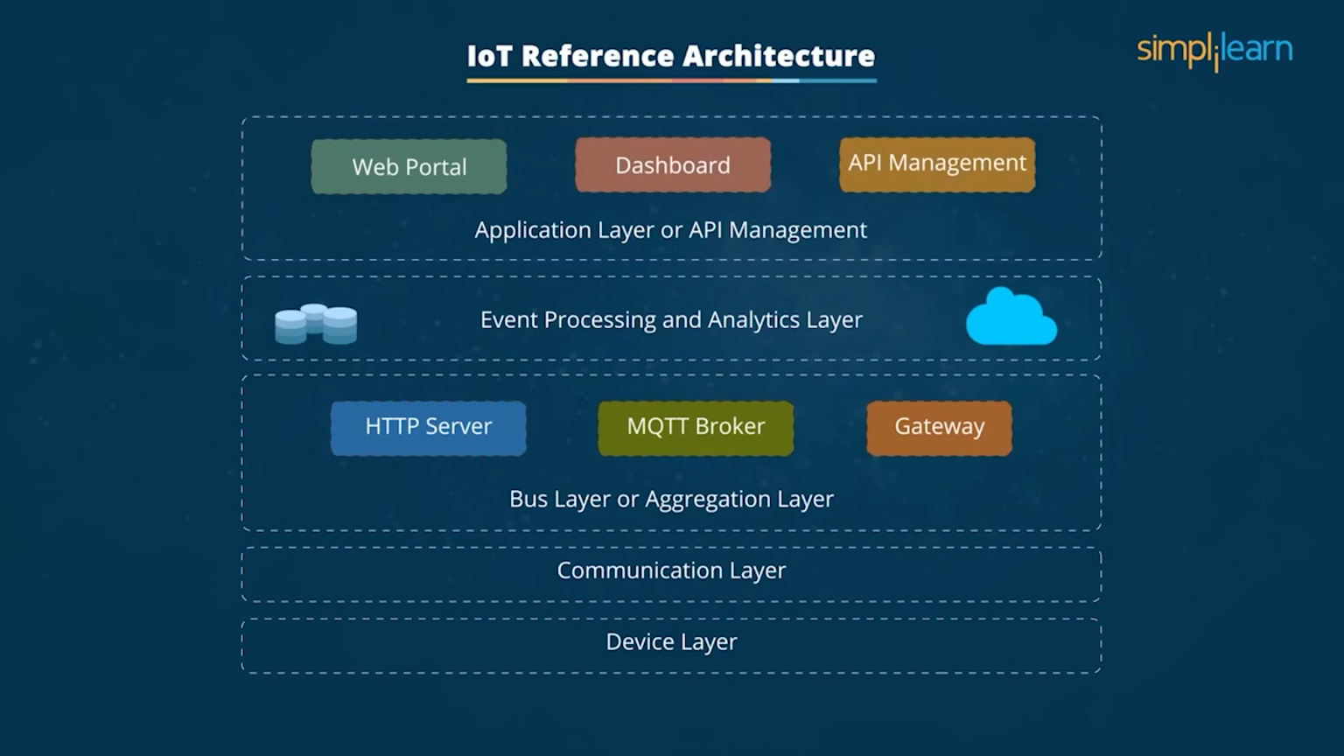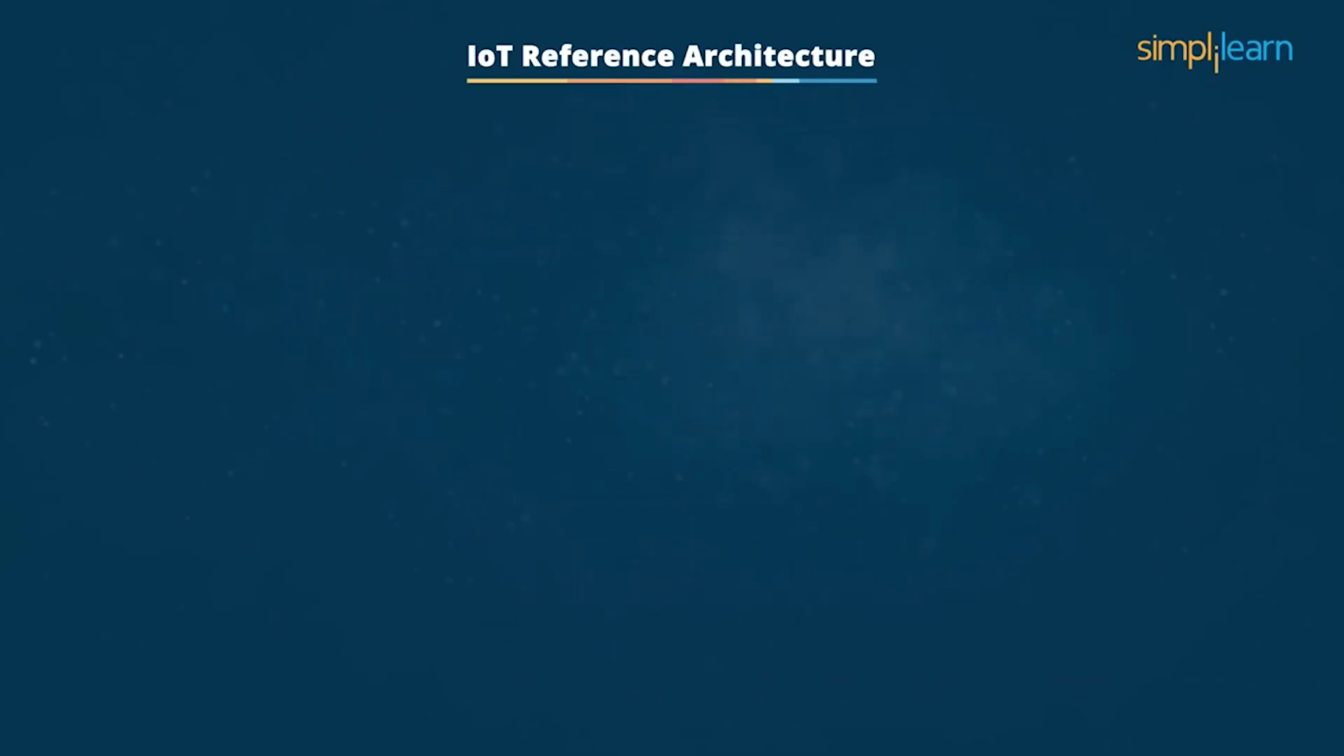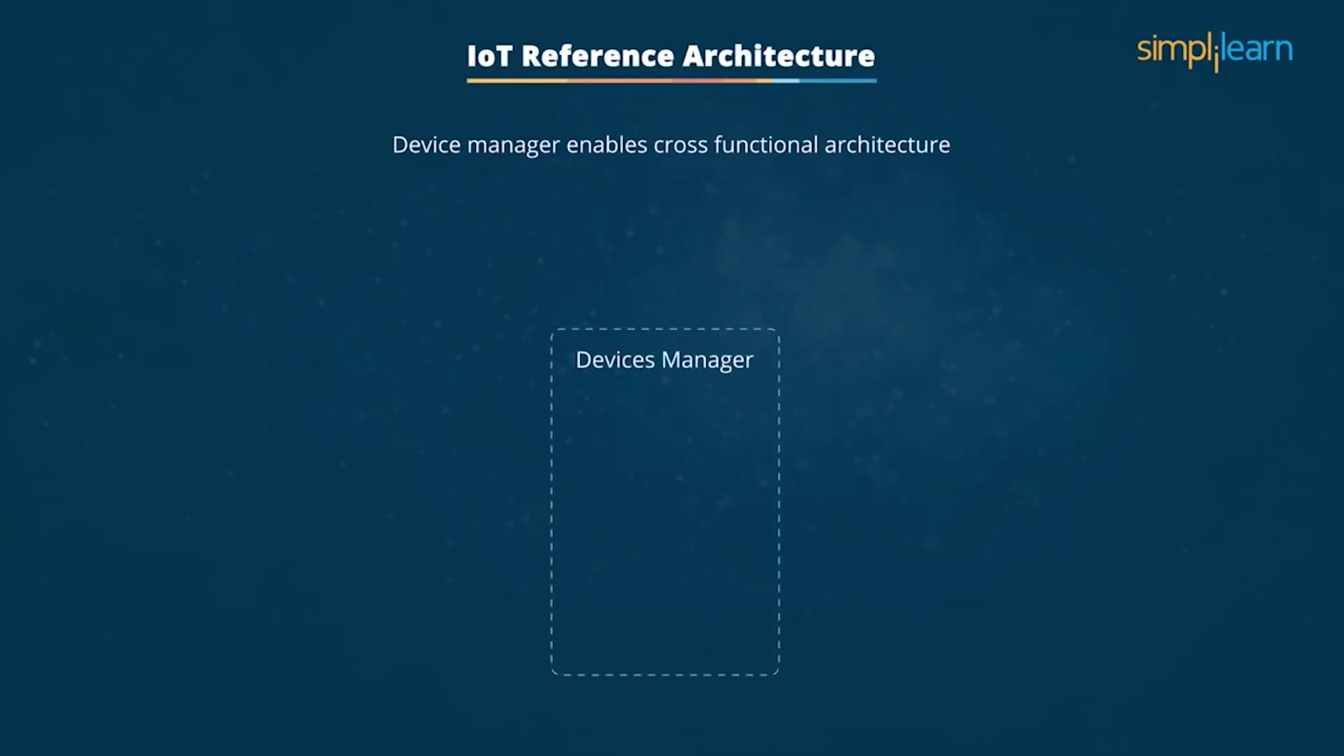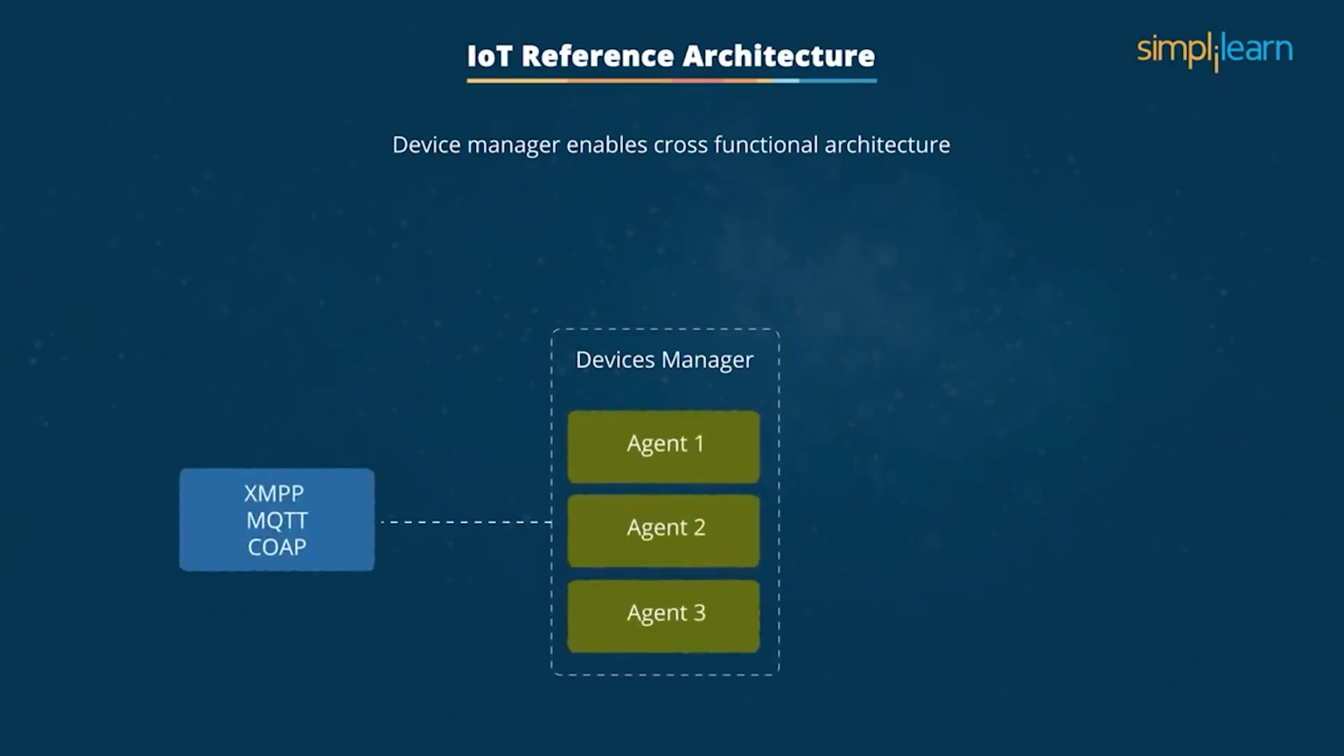So, we've seen the comprehensive IoT reference architecture with various components, rule engines, interfaces, and security systems embedded. Cross-functional architecture is possible using Device Manager that provides a single platform for remote management. The Device Manager communicates with devices through set protocols. Device management uses device management agents and is responsible for the remote management of software.